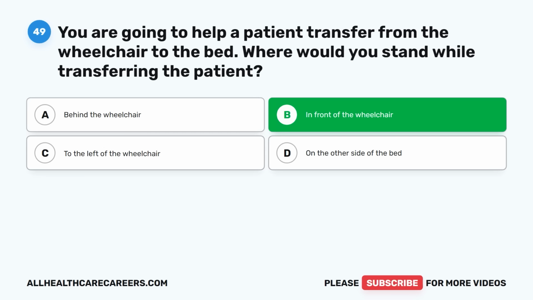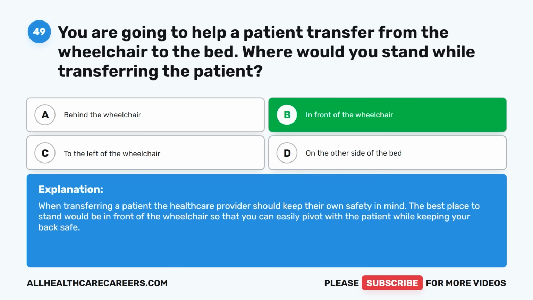The correct answer is B. In front of the wheelchair. When transferring a patient, the healthcare provider should keep their own safety in mind. The best place to stand would be in front of the wheelchair so that you can easily pivot with the patient while keeping your back safe.